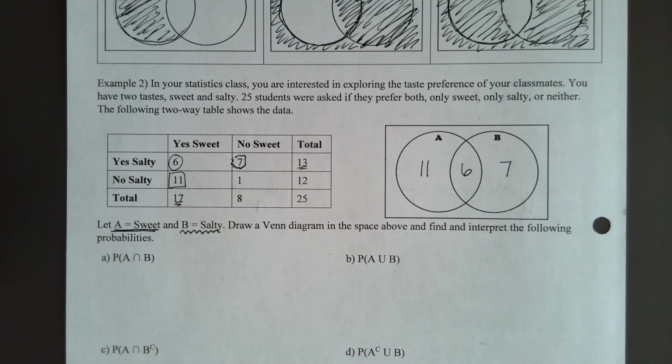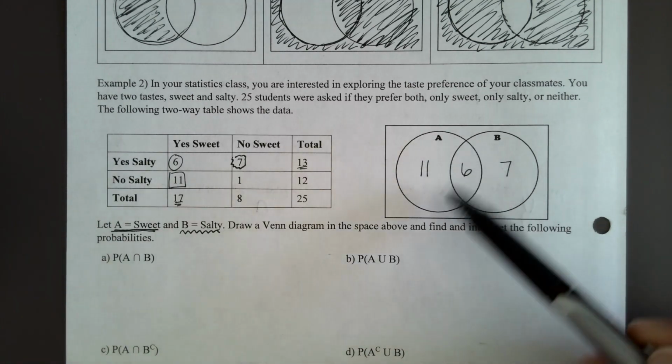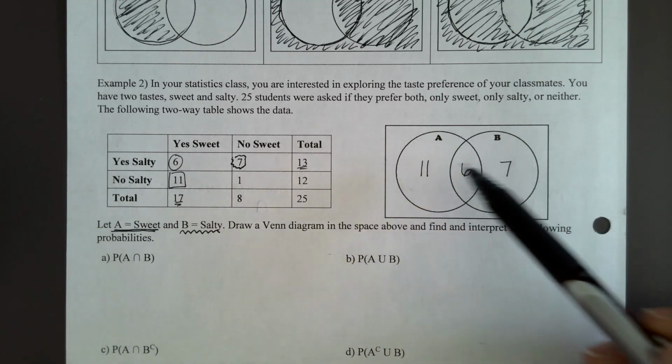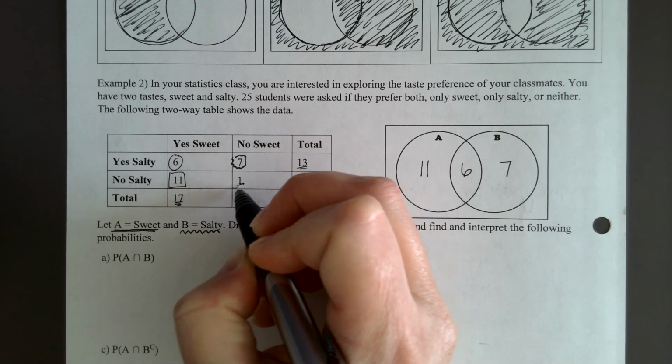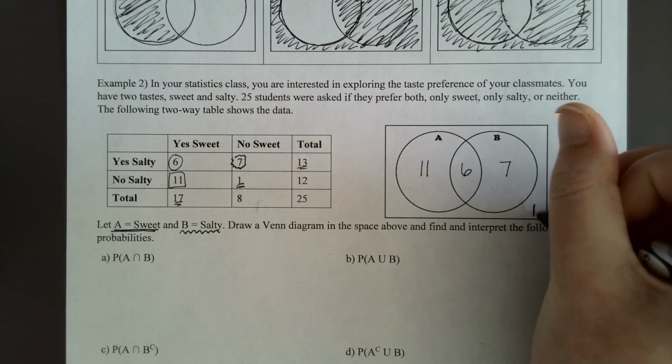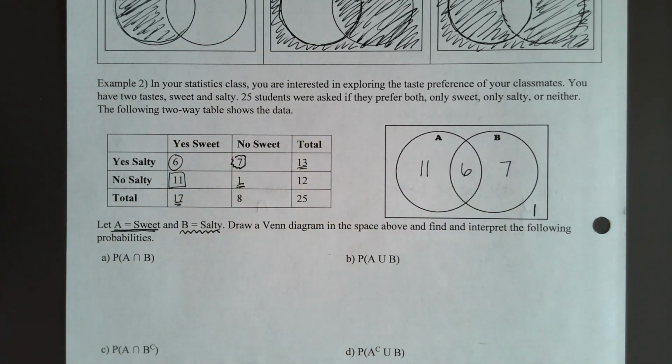All right, last but not least, we have that one person that said that they did not like either. So the fact that they did not prefer salty or sweet, it was neither salty or sweet. We have that one person in here that should go outside, but still is included in our 25 individuals. If I add up all my numbers, I'm going to get 25.